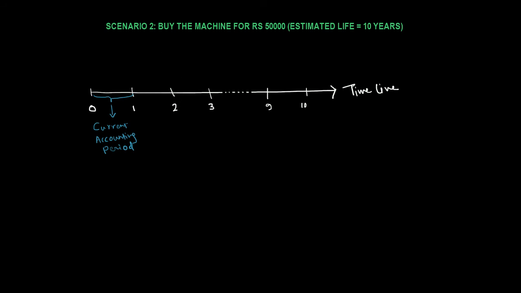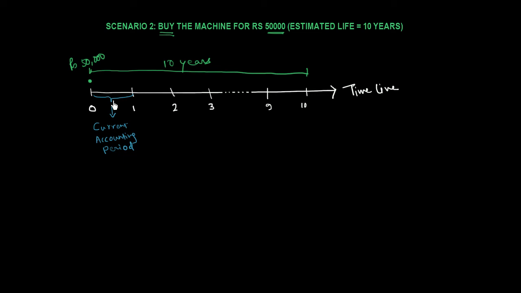In scenario 2, we buy the machine for rupees 50,000, and the estimated life of the machine is 10 years. At this point you are buying the machine, so you are paying rupees 50,000, and you are gaining a right to use the machine for 10 years. You will be using the machine for 10 years after paying this much cost.